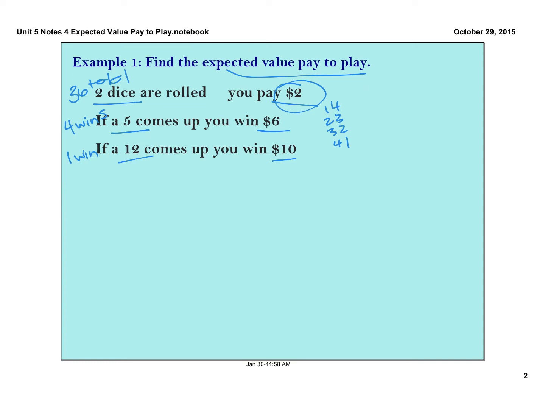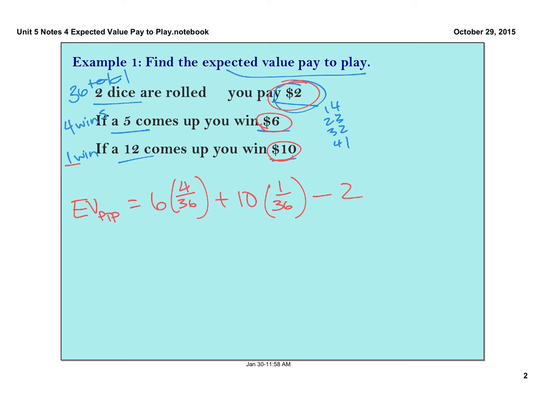We're just going to set this up. I've got the expected value. I'm going to call this PTP, pay to play. So expected value pay to play is going to be a $6 win times the probability of 4 out of 36 wins plus a $10 win, comes from there, times the probability of winning of 1 out of 36. And then I'm straight up subtracting $2. I don't multiply it times the probability of losses because it's automatically gone.